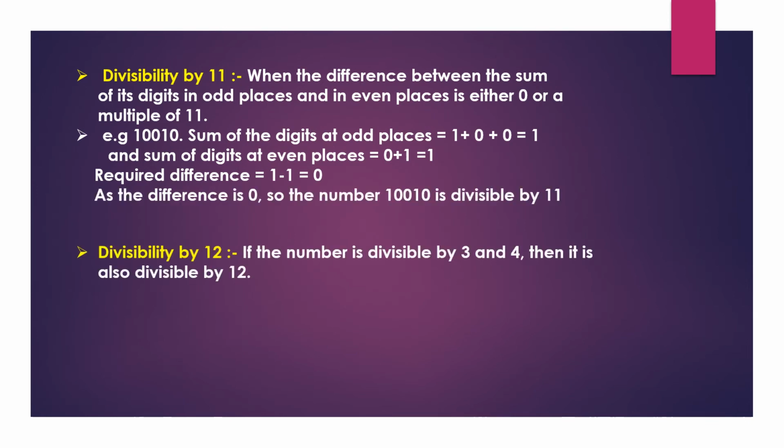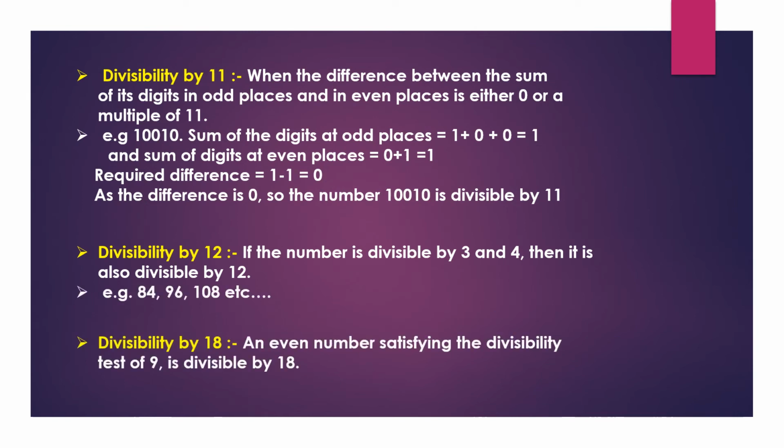Now talking about divisibility by 12. If the number is divisible by 3 and 4, then it is also divisible by 12. How? Let's check it with an example. Take the examples of 84, 96, 108, and so on. These numbers are divisible by 3 and 4. And since they are divisible by 3 and 4, they are divisible by 12 also.